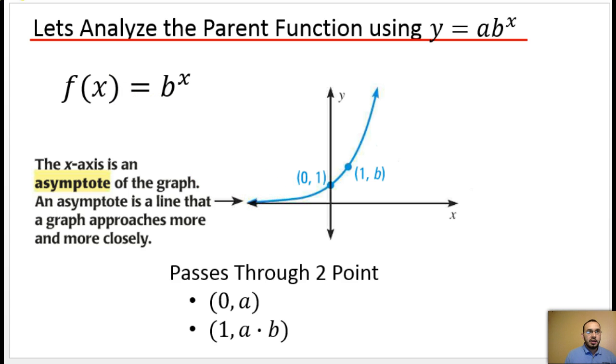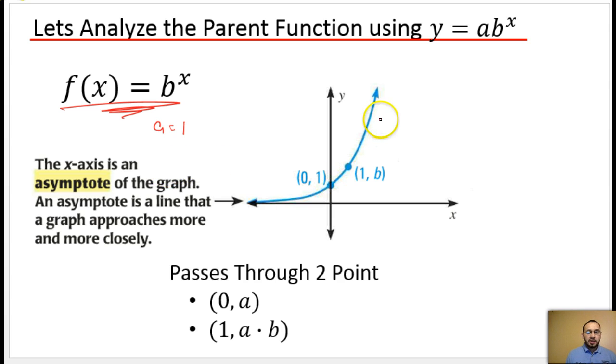All right. So our parent function, anytime we're given a parent function, it resembles this equation. It's f of x is equal to b to the x. Well, when there's nothing written in front of it, it still has an a. In fact, there's always a number written in front of it. That number is 1. So a will equal 1.